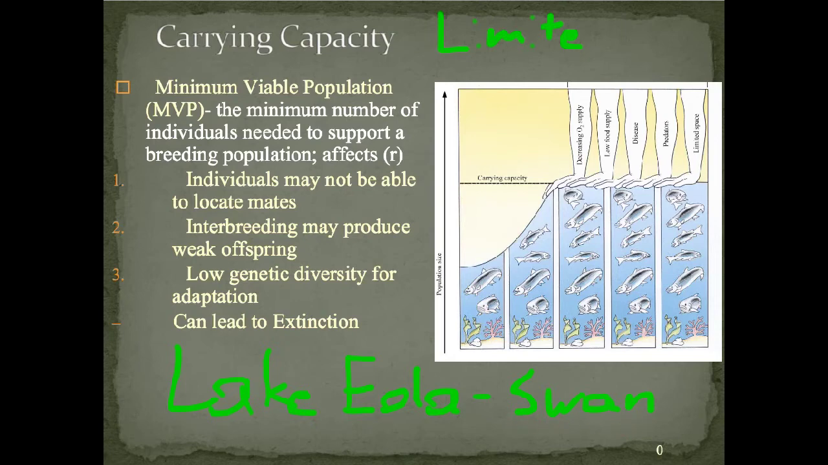Well, there are not that many swans at Lake Eola. It's a very condensed area, and those swans do not have the option to breed with many individuals. They just have a low population size. So when you have that low population size, you tend to have interbreeding, breeding with siblings or individuals that are genetically similar to you. And over time that can produce weak offspring and create low genetic diversity, which can lead to extinction.